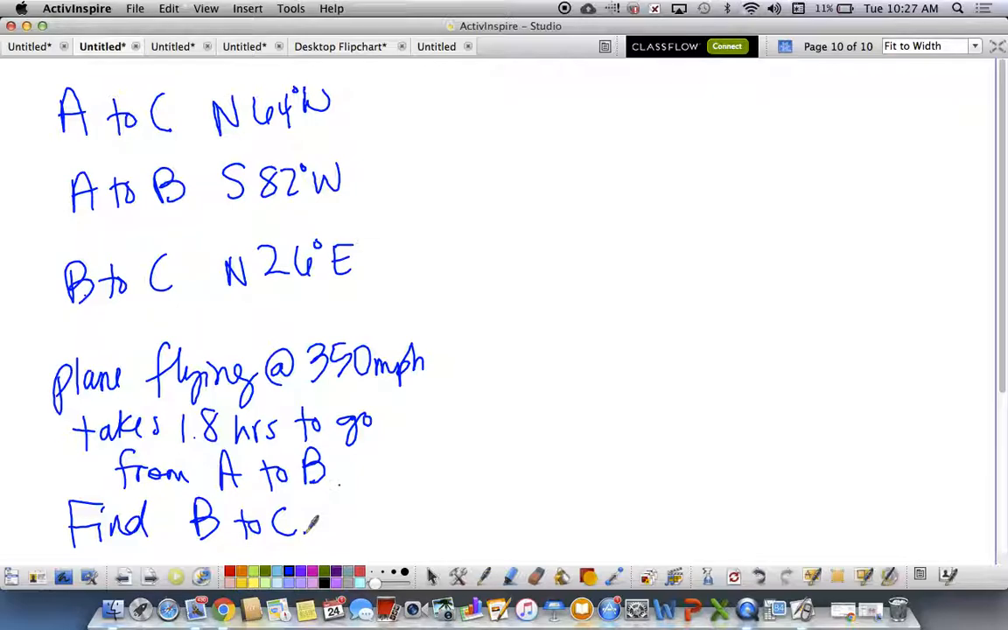And then from A to B. Is it here? It's south. So you start going south, and then 82 degrees west. So we're here. Sure. 82. But B is this? Yeah, that's 26 degrees, right?